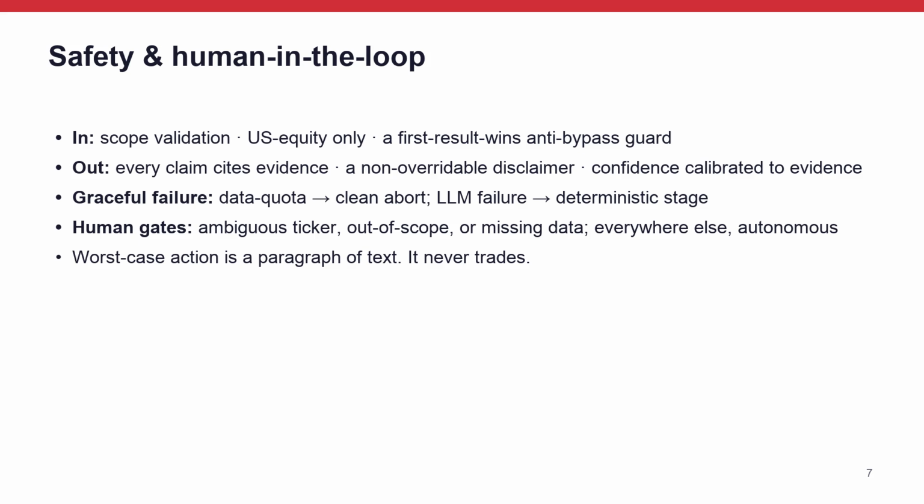When things go wrong, they fail gracefully. A data quota outage aborts with a clear message instead of a stack trace. An LLM failure degrades to the deterministic path. And I kept a human in the loop exactly where it matters, when the ticker is ambiguous, when the request is out of scope, and when the data just isn't there. Everywhere else it runs autonomously. The key safety fact is that its worst-case action is a paragraph of text.